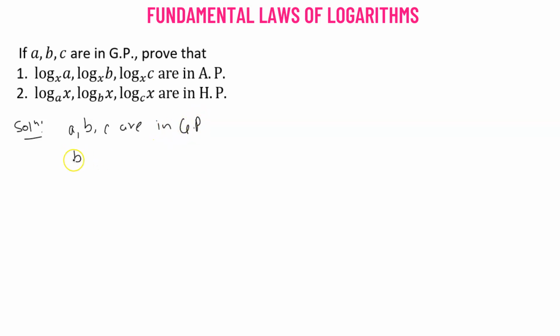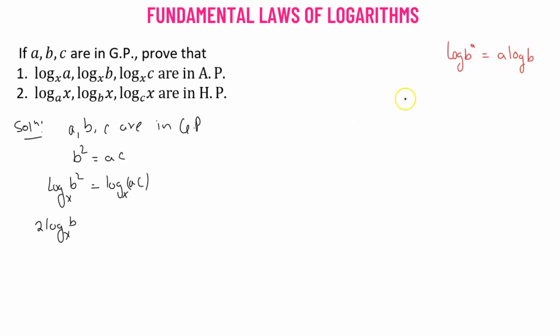So we are given that A, B and C are in GP. That immediately follows that B squared must be equal to A times C. Now what we'll do, we'll take the logarithm on both sides, and we'll suppose that the base of the logarithm is x. Now we can rewrite the logarithm on the left hand side as 2 times log of B with the base of x. Here we have used the fact that log of B raised to the power of A becomes A times log of B.